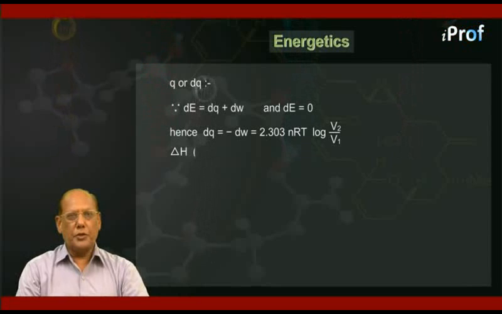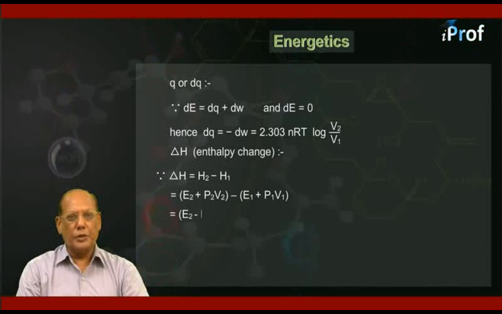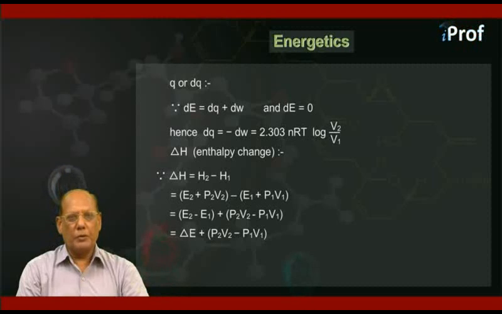Then delta H, the enthalpy change. Since delta H is equal to H2 minus H1, therefore it is equal to E2 plus P2V2 minus E1 plus P1V1, or it's equal to E2 minus E1 plus P2V2 minus P1V1, or it's equal to delta E plus P2V2 minus P1V1.